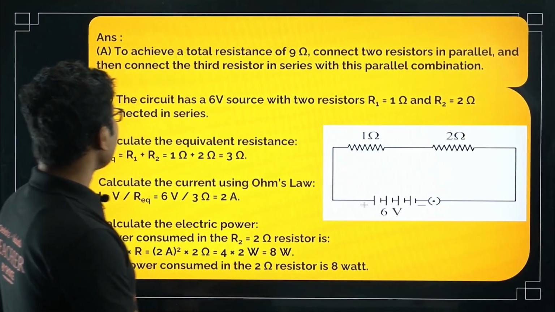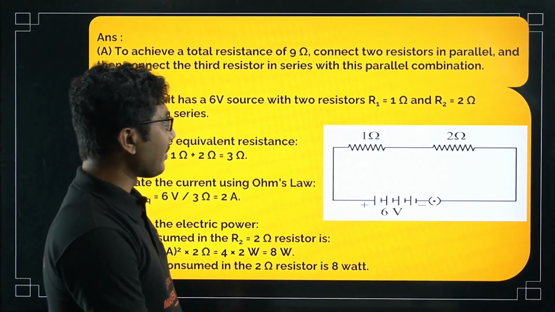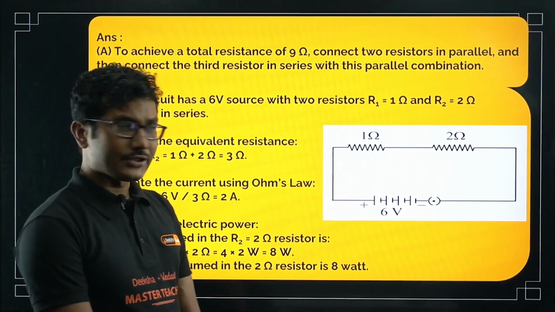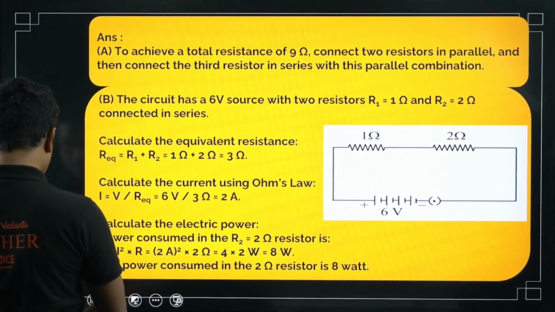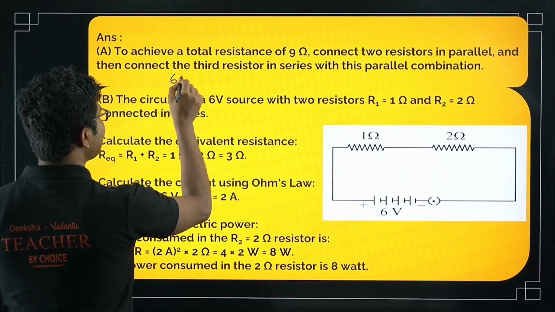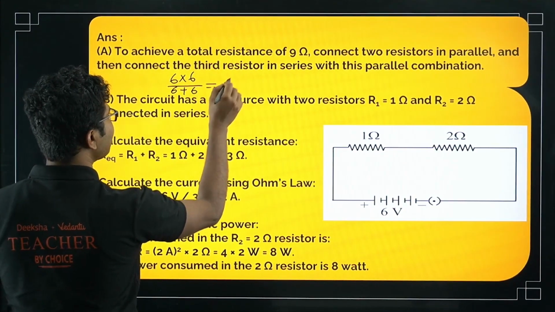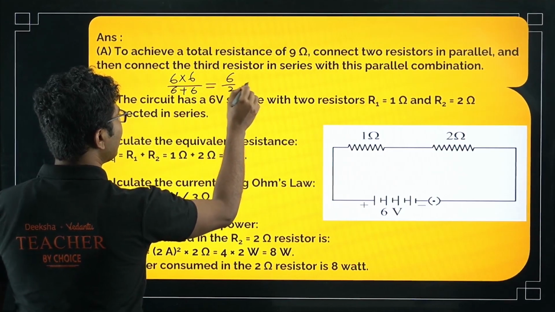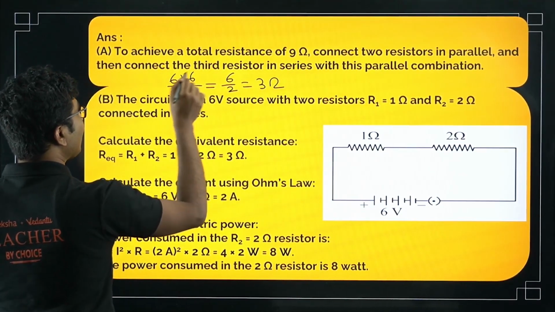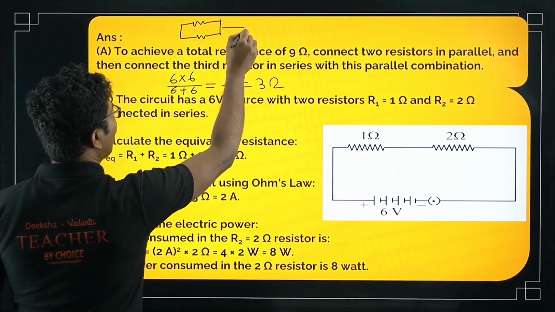Let's see. So first, to achieve a total resistance of 9 ohm, connect 2 resistors in parallel and then connect the third resistor in series with the parallel combination. With this you have to add one more calculation. When 2 resistors are connected in parallel, that is 6 into 6 divided by 6 plus 6. So what is the equivalent resistance? 6 by 2, that is 3 ohm. Now 2 resistors are connected in parallel and one is connected in series.